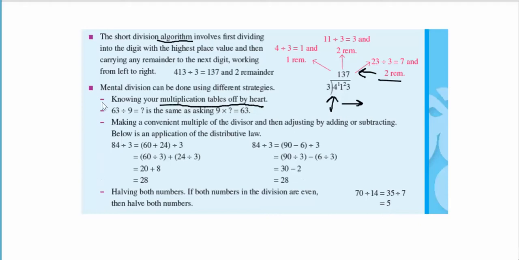So there are some strategies. Know your multiplication tables. Use the distributive type law, so breaking a larger number up into 2 more manageable numbers and dividing each of those numbers by whatever number you're being asked to divide by. And then halving both numbers. Not halving and doubling, you're halving both numbers on that one.